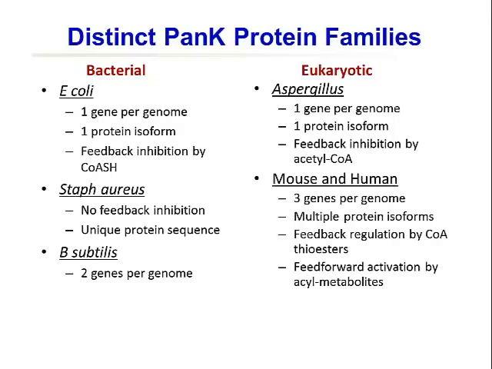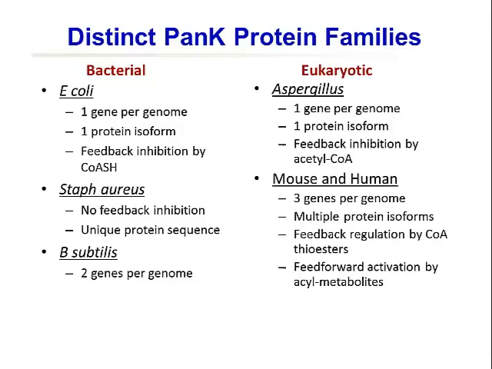The bacterial Panks are regulated by free CoA, whereas the eukaryotic Panks are regulated by acetyl-CoA, or selective Panks are regulated by long-chain acyl-CoAs. Staphylococcus aureus Pank is the exception to both of these points. It has sequence homology with the eukaryotic Panks and does not exhibit any feedback inhibition.